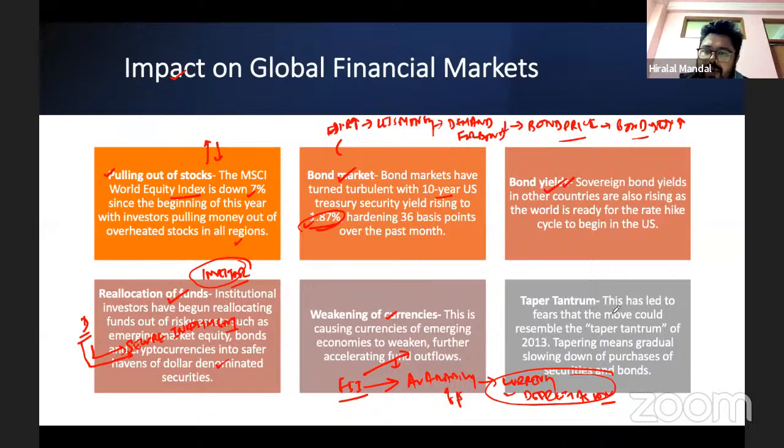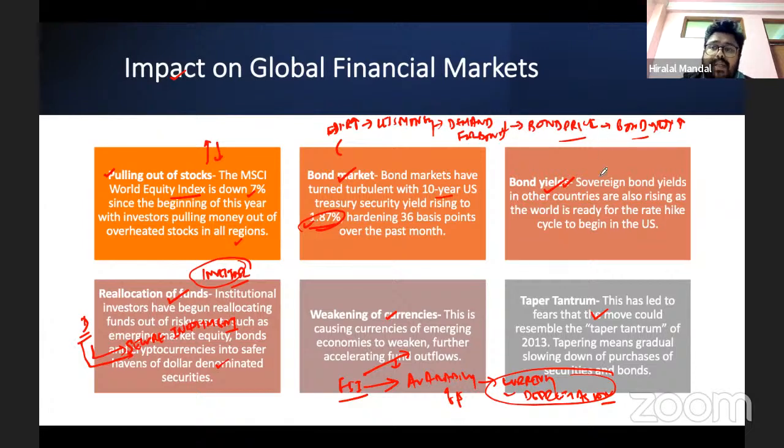Taper tantrum, I told you, with the gradual introduction of taper tantrum, that is the withdrawing of the purchasing of government securities, will lead to a reduction in the demand for government securities, causing a decrease in the bond price.